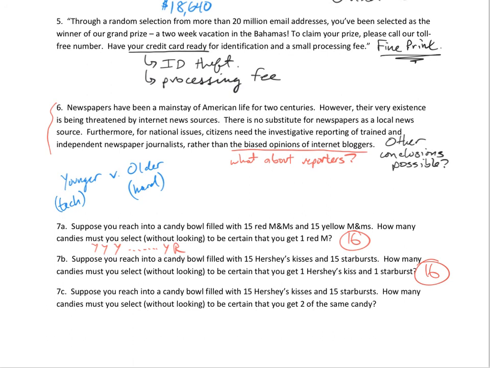For 7C, it's very similar. Kisses and starbursts. How many candies must you select to be certain you get 2 of the same? Well, in the worst case scenario, if you pick out a kiss and a starburst, whatever comes third, you will have 2 of the same. So in this scenario, you will only need to pick out 3 to be sure you get 2 that are exactly the same.